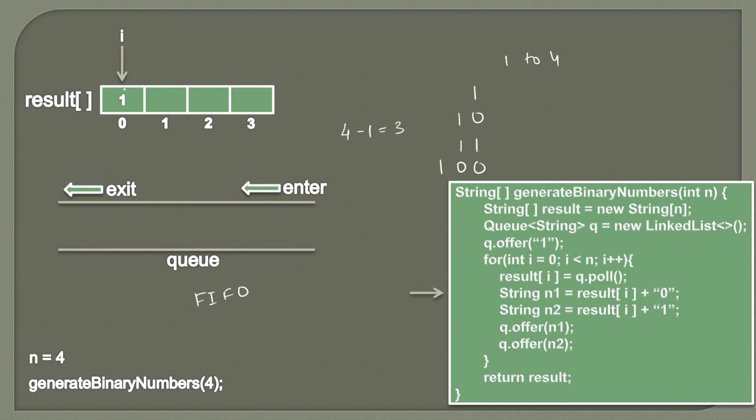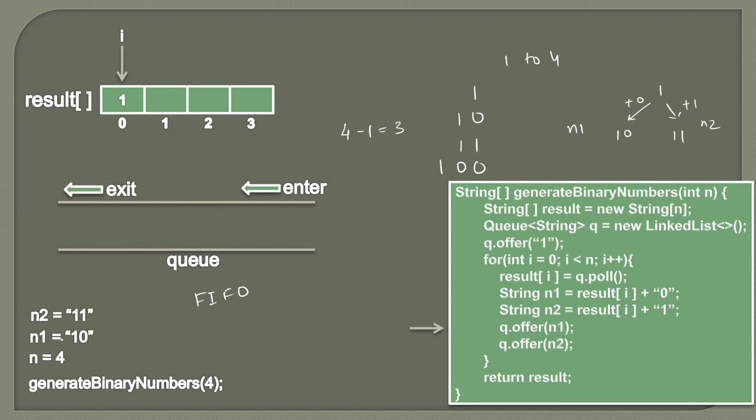And we know that once we get our first element like this, we can append 0 and we can append 1 to get the next two elements, which are n1 and n2. So string n1 can be generated by appending 0. 1 appending 0 will give 1 0, so n1 becomes 1 0. And 1 appending 1 will give 1 1, so n2 becomes 1 1.